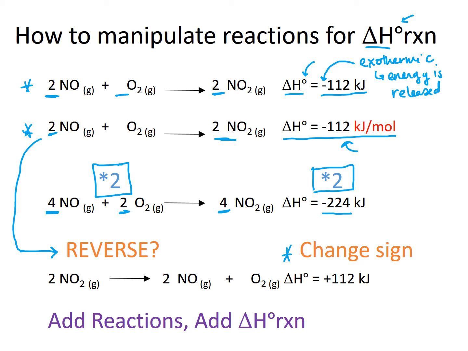So up here, maybe I'll go into an orange to match. Up here I had a negative 112 kilojoules, or negative 112 kilojoules per mole. But when I reverse that reaction, I change the sign. So now I have a positive 112 kilojoules. So instead of being an exothermic reaction, this is now an endothermic reaction, which means energy has to be absorbed for that reaction to happen.